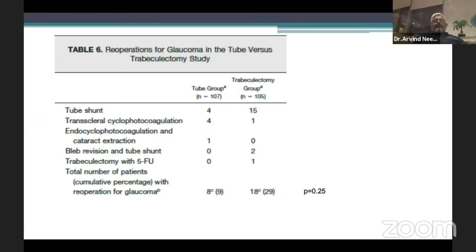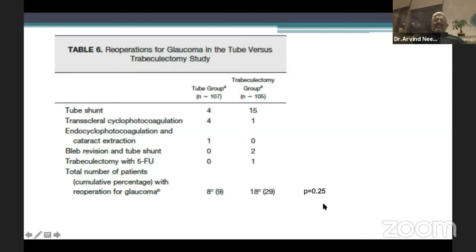So what are the reoperations for glaucoma in both groups? If you already had a tube put in, 4 patients had another tube put in. The other 4 had transcleral diode cyclophotocoagulation. 1 patient underwent an ECP, and eventually this ECP patient also underwent a transscleral diode cyclophotocoagulation. Of patients who failed trabeculectomy, 15 of them underwent a tube shunt, 1 underwent a CPC, 2 of them underwent a bleb revision, and 1 had a trabeculectomy with 5-FU. Again, if you look at the total cumulative percentage of patients who had a reoperation, it's about 9% and 29%. So the numbers are higher, 8% and 18% between the 2 groups.